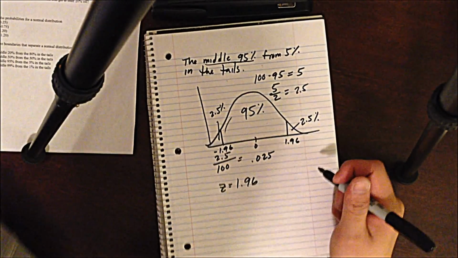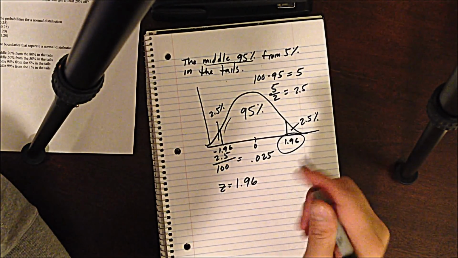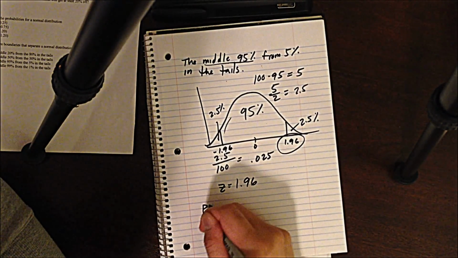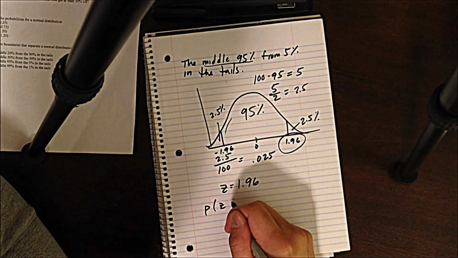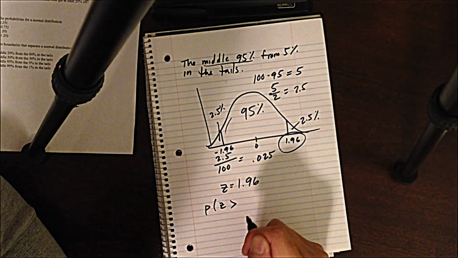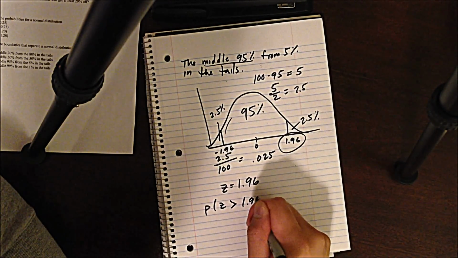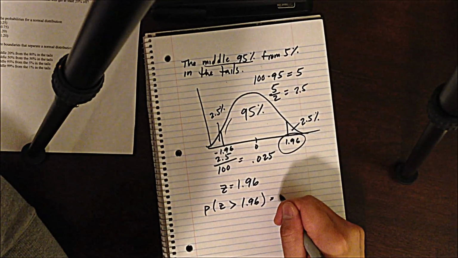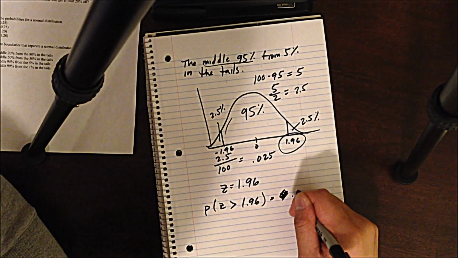So another way to write this, I can write something like the P of Z greater than 1.96 equals 0.025.